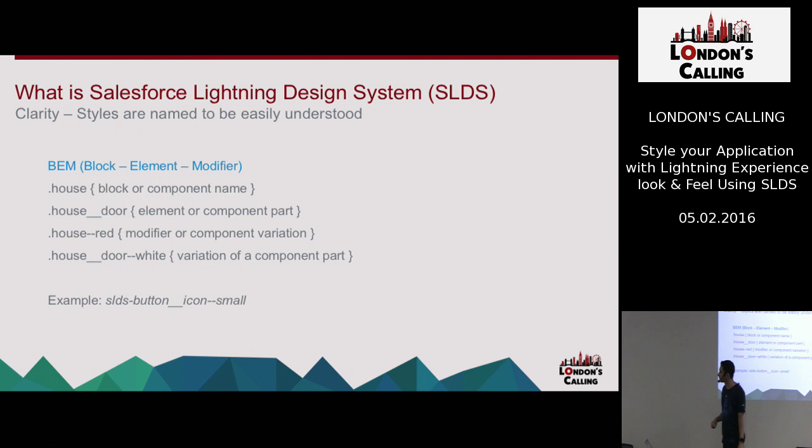And if I take a real example from the SLDS, here you have SLDS button icon small. So I know that I will display a small icon on my SLDS button. I don't even need to go to the documentation. If I look at the code, I can immediately know what the class is applying to the element.